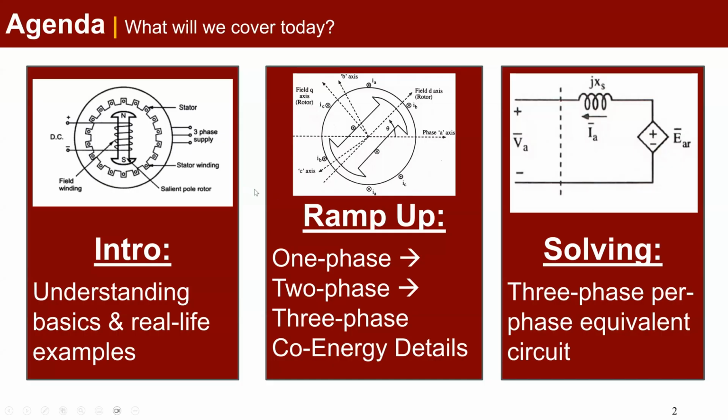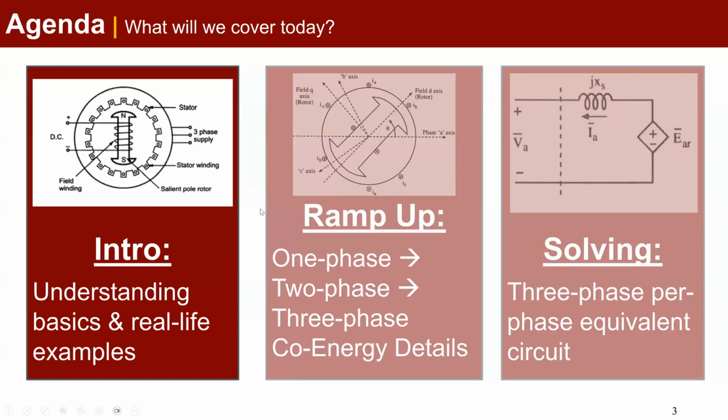Okay, so for the agenda today, we'll be going over three topics. We'll be going over a quick introduction of synchronous machines. Then we'll be understanding more of the magnetic side, looking at one phase, two phase, and three phase, ramping up from there. We'll be looking at co-energy, flux linkages, torque from electric origin, etc. And then lastly, we'll be touching on how to solve some of these problems, so looking at three-phase, per phase, equivalent circuits, and things like that.